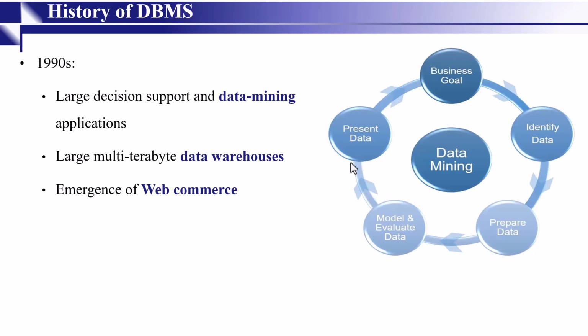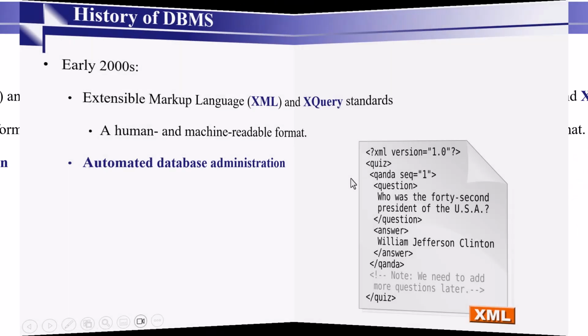What is a data warehouse? It's a large and centralized repository of data, and we use it to support business intelligence activities such as reporting, data analysis, and decision making. And data mining is the process of discovering patterns, relationships, and insights from data sets. Then we also have web commerce, or e-commerce, electronic commerce, that is for buying and selling of goods and services on the internet, like Amazon or Coupang.